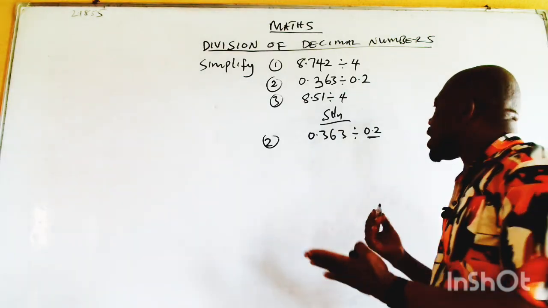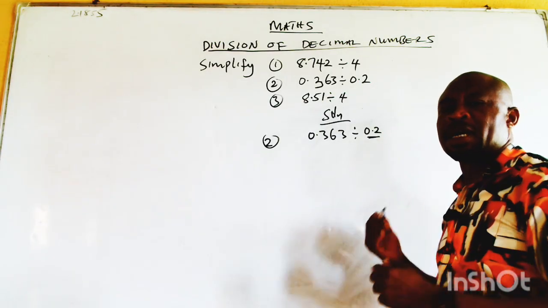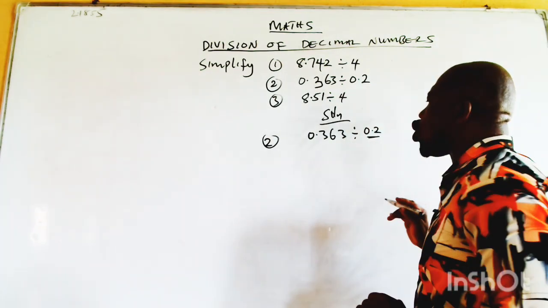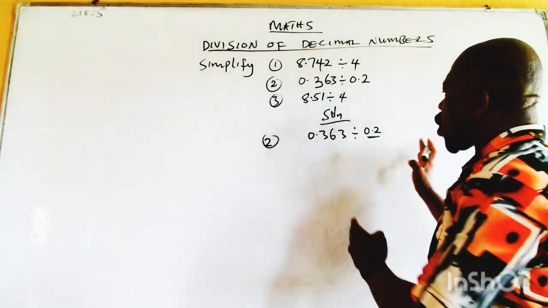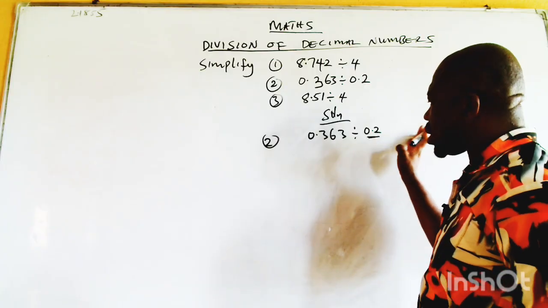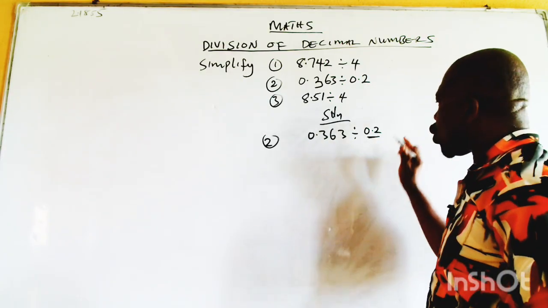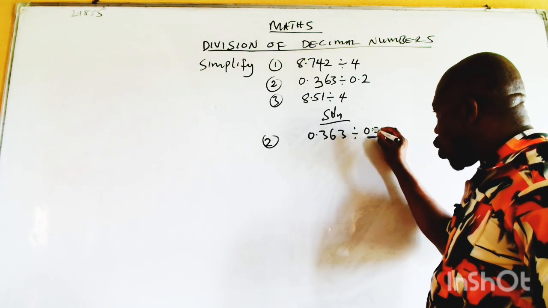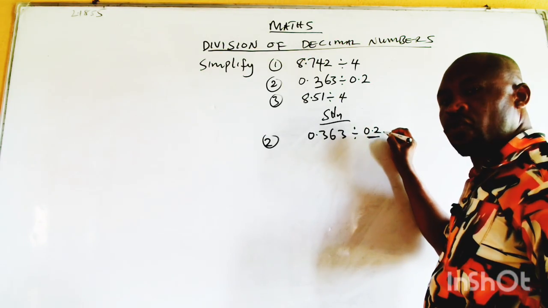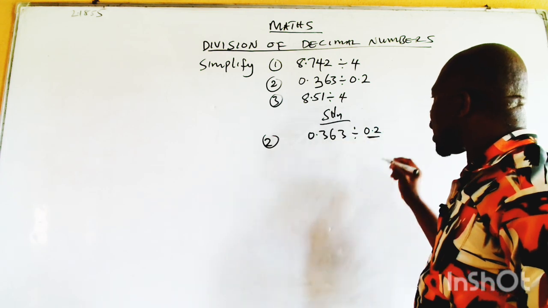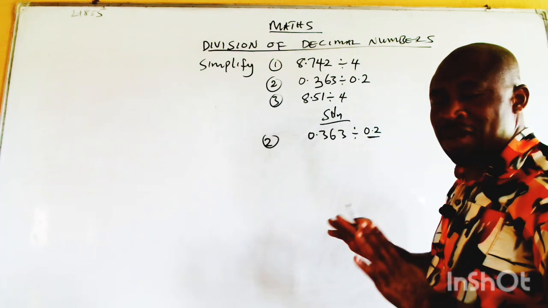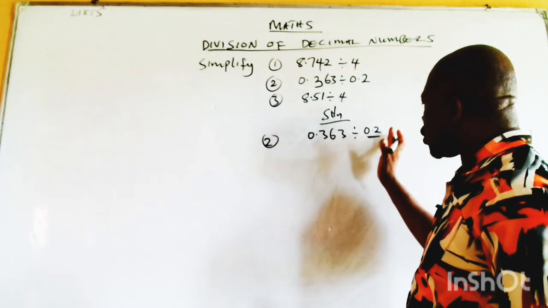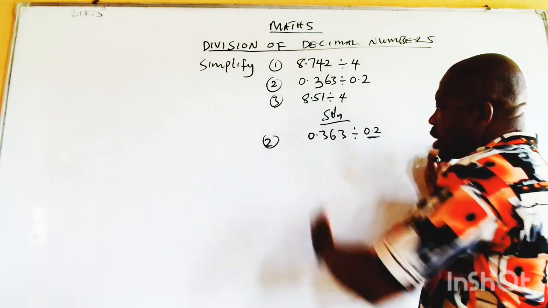Find a way to make it a whole number. It must be a whole number so that you can easily handle it. Now, because this one is not a whole number, what do we do? And of course, whatever you do to this side, you must do it to this side. So all you need to do is find a way to move this point to the back of this. Now, what it means is that you multiply by 10. Whatever you do to this side, you must do it to this side.